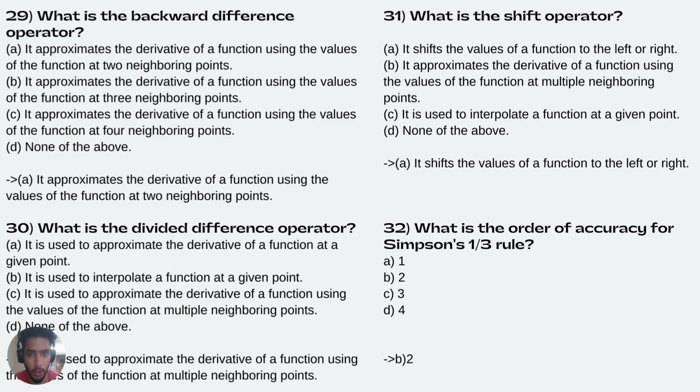Next, what is the shift operator? Shift operator is just used to shift the value to left and right so that it helps us in better understanding and approximation. Now, what is the order of accuracy for Simpson one-third rule? Here again, the value of n is taken as 2, so the order of accuracy becomes 2 as well.